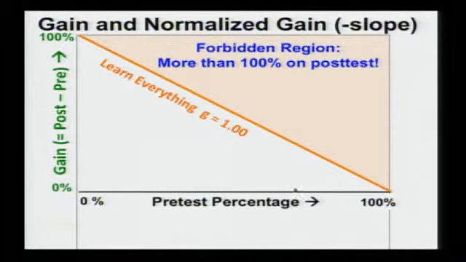Okay. So if you got 90 on the pretest, the most you can gain is 10%, right? That's 100 on the post test. So this is a line where you would learn everything.